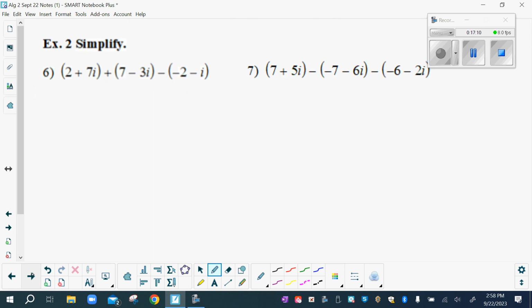Okay, so let's do, I'm going to skip to number 7. What would we do on number 7? Distribute, yes. So this is a negative. We're going to distribute to both. So 7 plus 5i plus 7 plus 6i. And then negative times negative 6 is positive 6 and positive 2i. And then we add all our like parts. So that's 20 plus 13i.